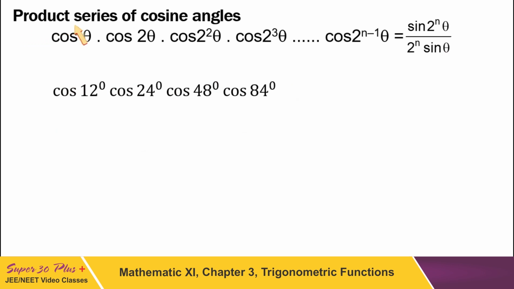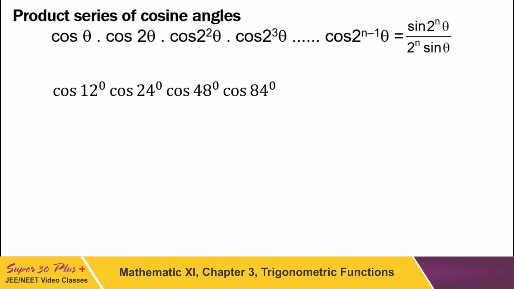Here is one of the most interesting concepts. It is the product series of cosine angles: cos theta, cos 2 theta, cos 2 square theta, and so on up to cos 2 to the power n minus 1 theta, and it is equal to sin 2 to the power n theta upon 2 to the power n sin theta. And we can easily prove this by using the formula of 2 cos a cos b. Now here is one example: cos 12, cos 24, cos 48 degree and cos 84 degree.